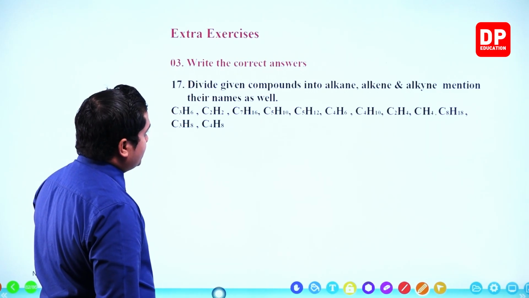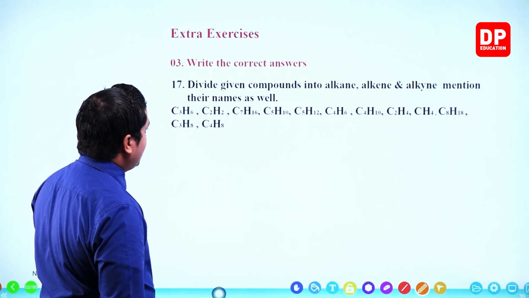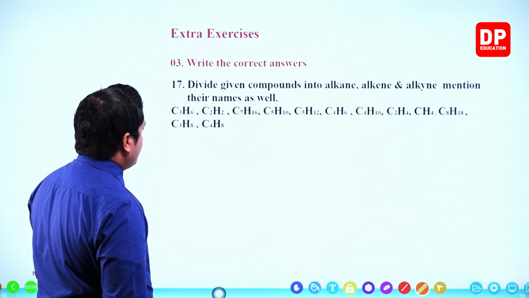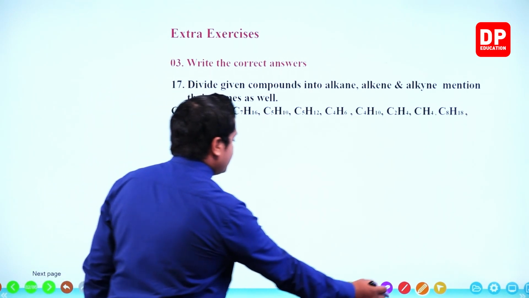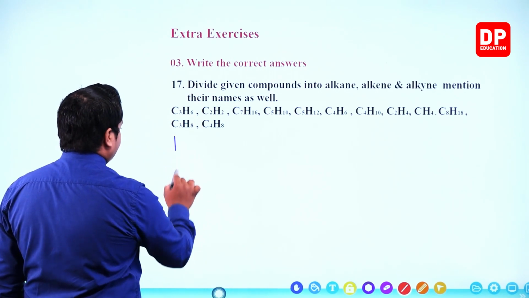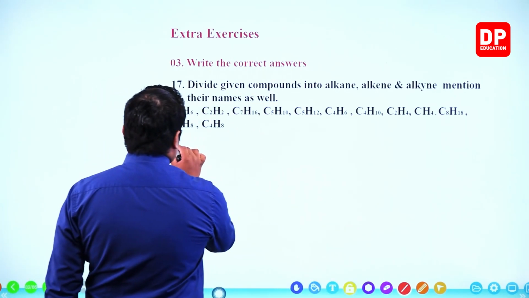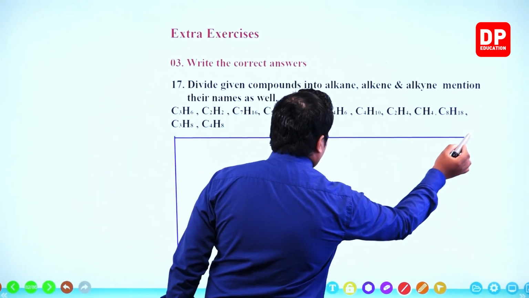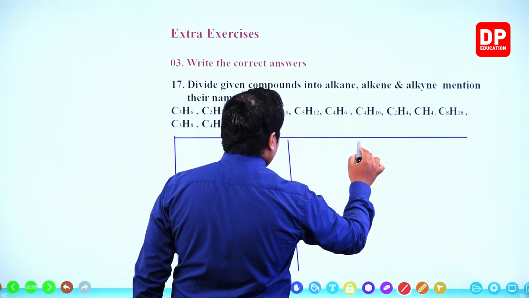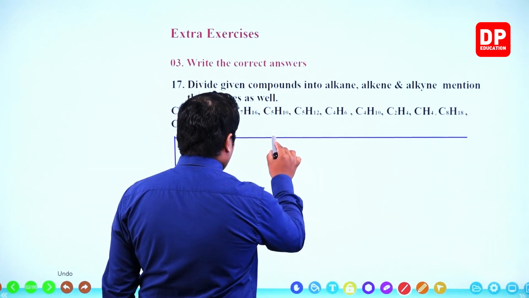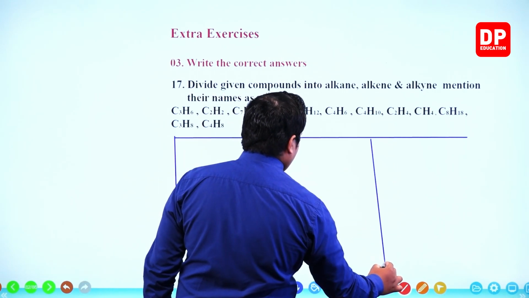Divide the given compounds into alkane, alkene and alkyne. Mention their names as well. Right. So alkane, alkene and alkyne. So I'll use 3 categories over here. Alkane, alkene and alkyne.